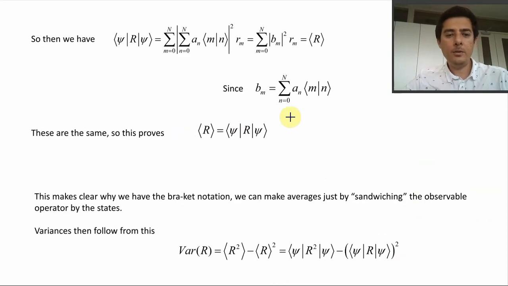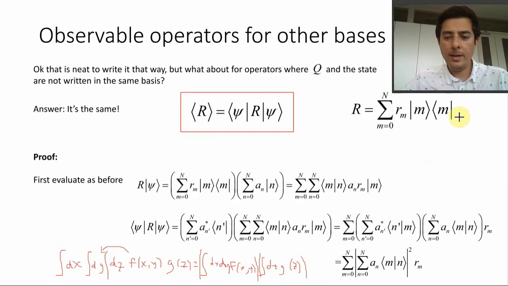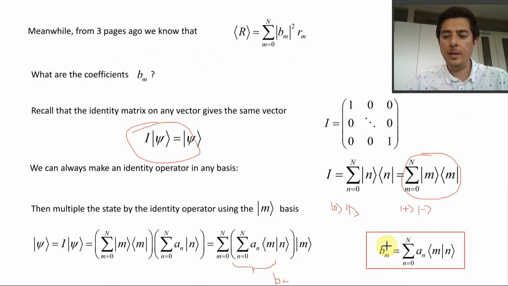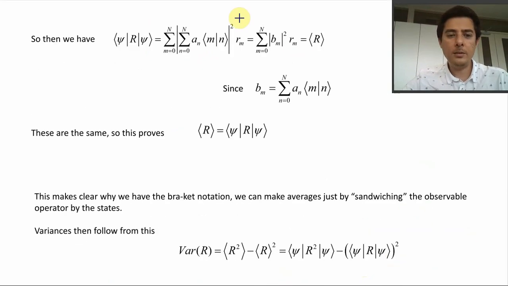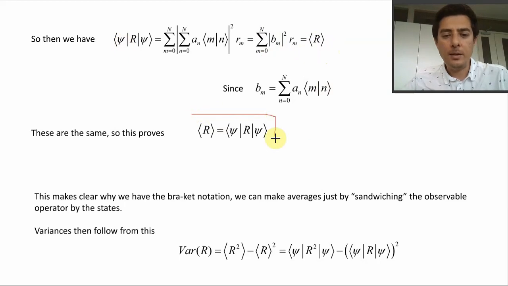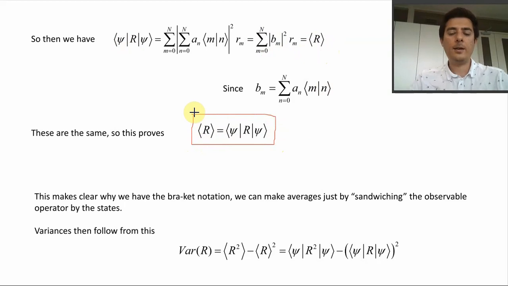And then finally, we can just compare the two things that we've got. From what we had over here, we notice that actually that thing in there is exactly what Bm is. So we can just replace that with Bm, and that is exactly the definition of the average value of R. So basically, we've gone on a long journey, but we've proved that we can work out the average value of R simply using this formula here.